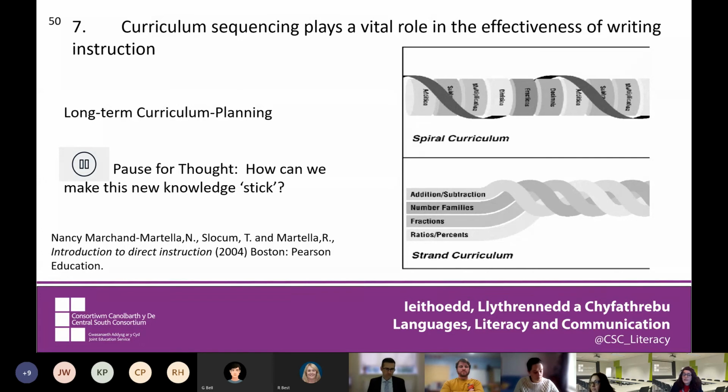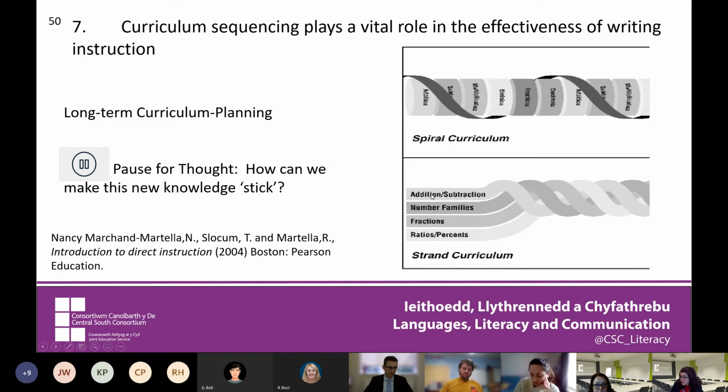So the spiral curriculum, this one here, is perhaps our more traditional way of sequencing and involves us visiting concepts once and only once and teaching them in isolation. The strand curriculum advocates an approach in which multiple objectives are woven throughout lessons and they incrementally increase in difficulty to result in more proficiency and more sustainable learning. So pupils may deal with several different topics or concepts concurrently, meaning that they are getting frequent opportunities to revisit and build on previous learning.